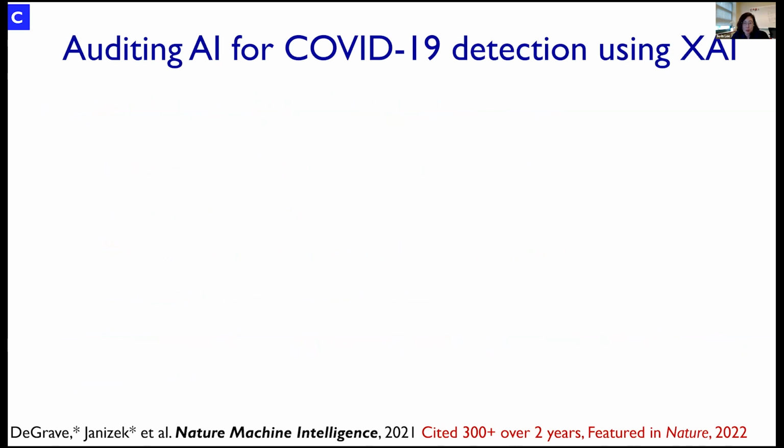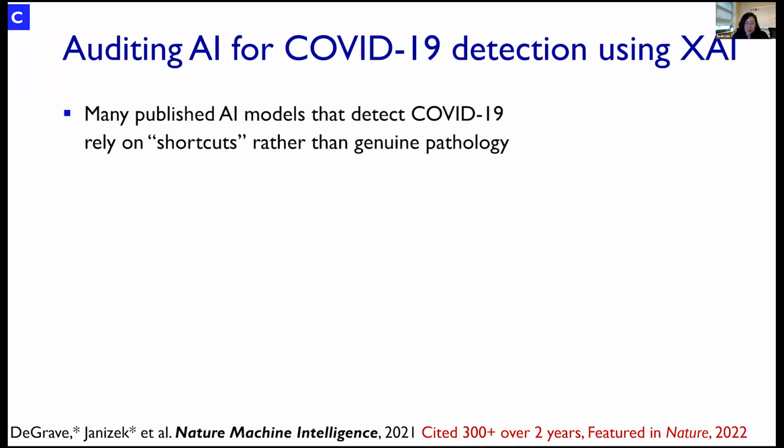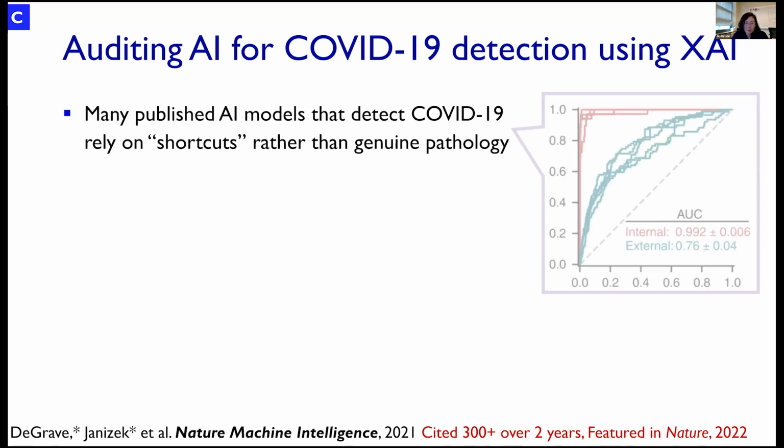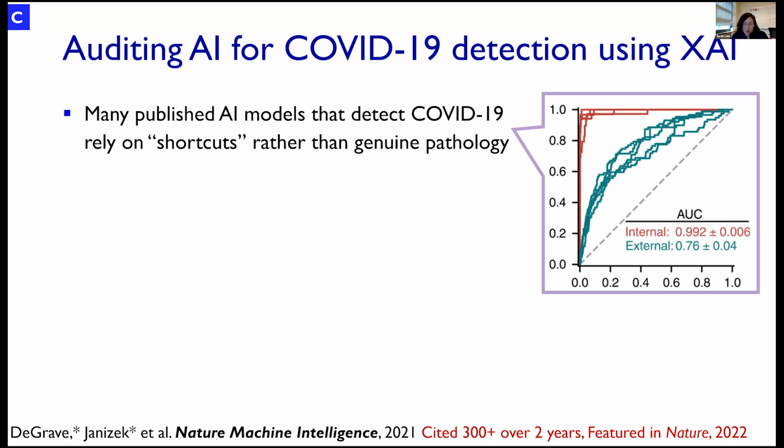The first example is a model auditing framework for clinical AI, which revealed that many published clinical AI systems to detect COVID-19 from chest x-rays learned shortcuts rather than genuine pathology. Our results first illustrated a potentially dangerous condition in which the algorithms appear highly accurate within one dataset, even in a cross-validation setting. That's the red curve in these ROC curves, but they fail when tested in hospitals external to the training data.